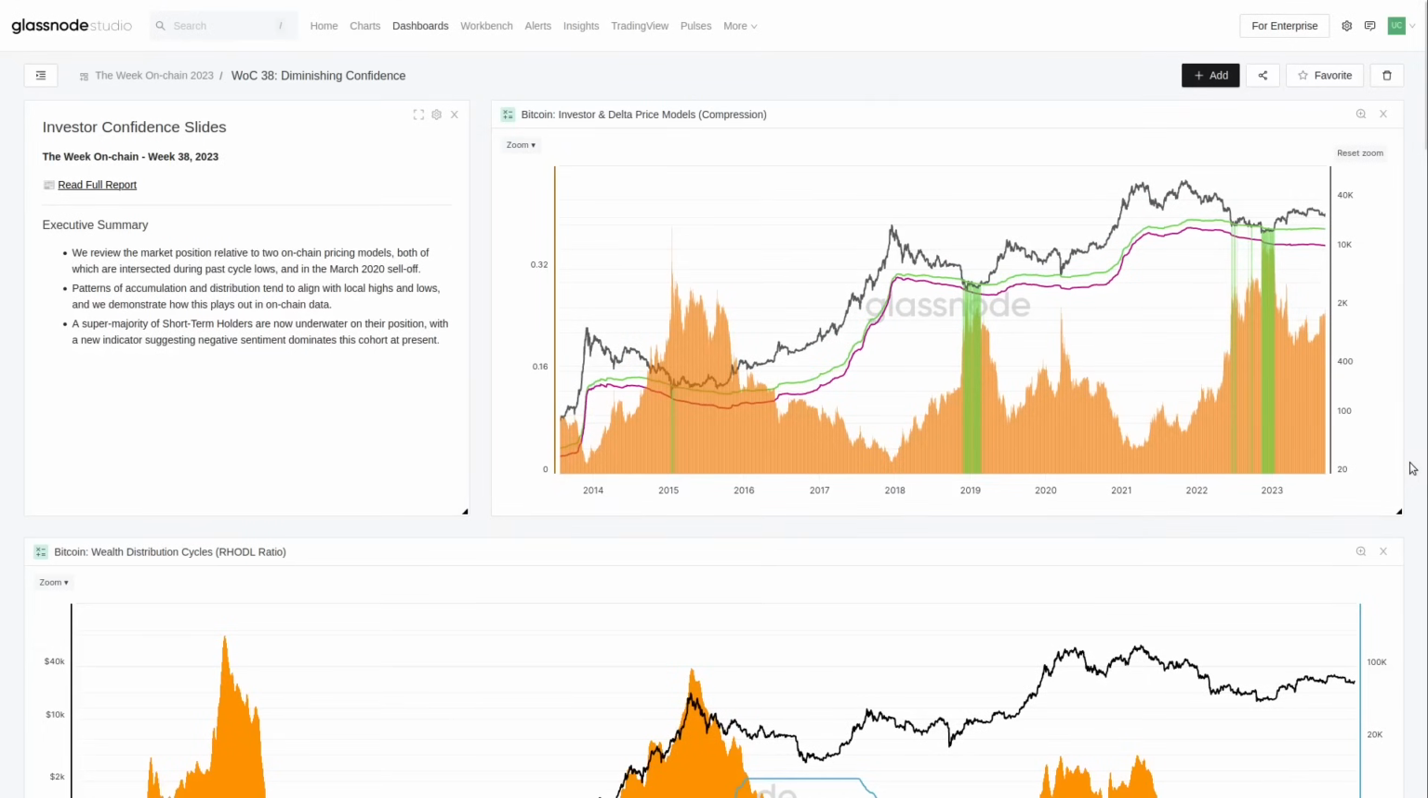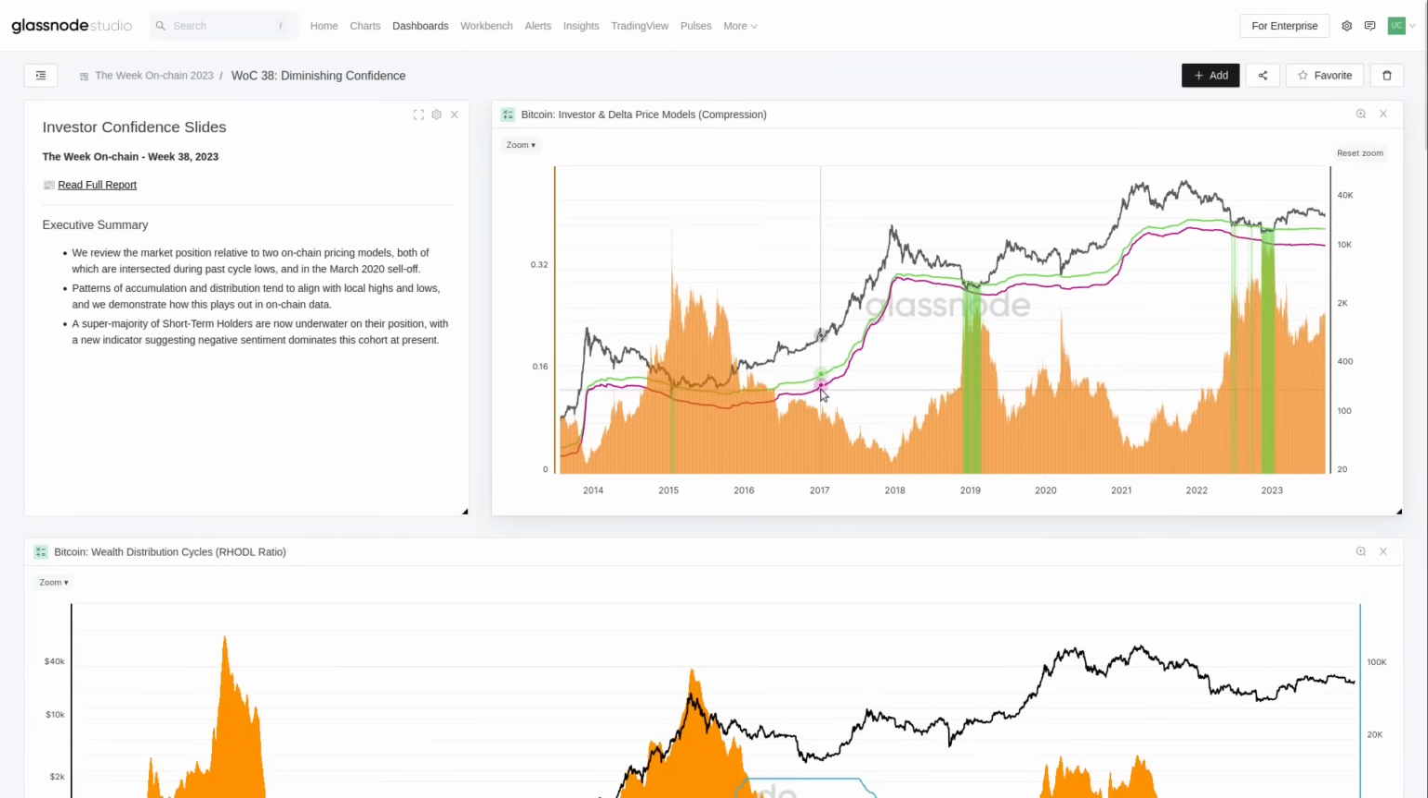So what we're going to start with is setting the scene. Where do we currently sit in 2023 as we come up to the fourth quarter of the year? And what does the overall performance of the market look like today? The first chart we're going to look at uses two different pricing models. We have our investor price in the green, and our delta price here in the purple.